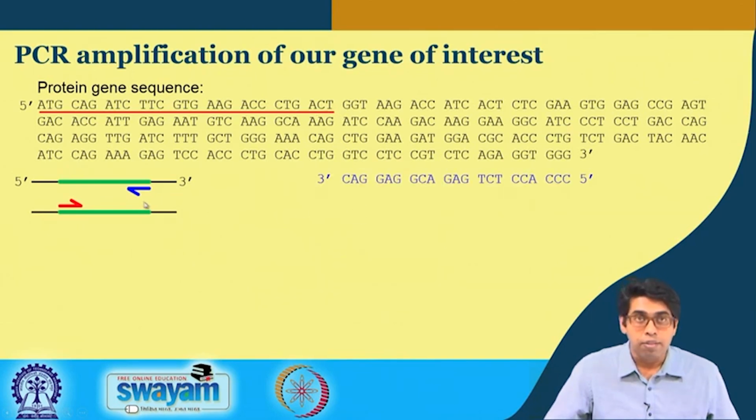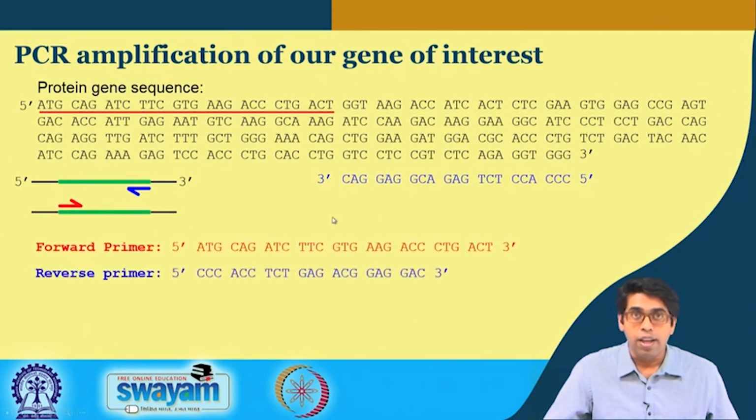For the reverse primer, it will be complementary to the coding strand. So, this is 5 prime, this is 3 prime, it means this will be 5 prime and this will be 3 prime, and that is exactly what I have written here. It will be towards the 3 prime end of your gene, and this is the 5 prime end. So, all you have to do is simply do a complement. Again, I have taken a primer which is this long.